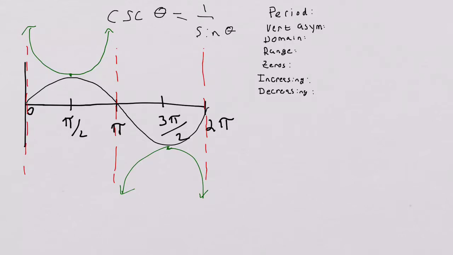Alright, so now let's answer these questions here. What is the period? What is the vertical asymptote? What's the domain, range, zeros? Where is it increasing and decreasing? Well, the period is going to be the same as sine. It is 2 pi, because after 2 pi, it starts to repeat itself. So our period is still 2 pi.